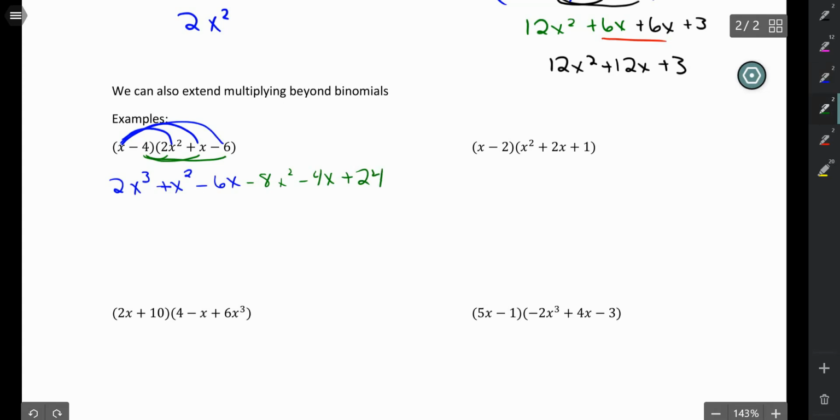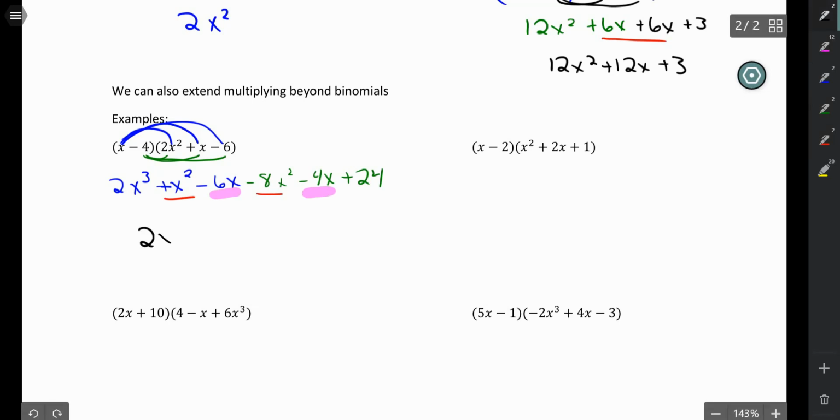Now, I still need to find my like terms. So let's see. I've got x squared and x squared. And then I've got negative 6x and negative 4x. So I need to make sure that I put those together when I am doing my final answer.